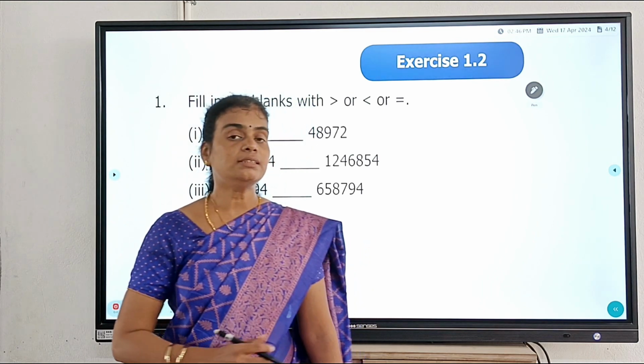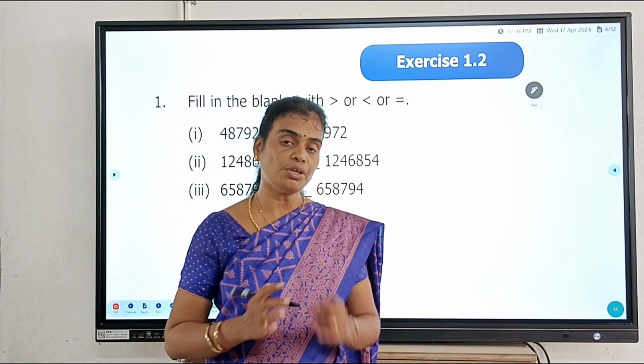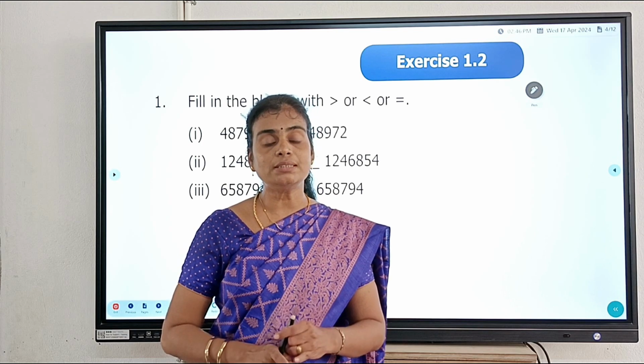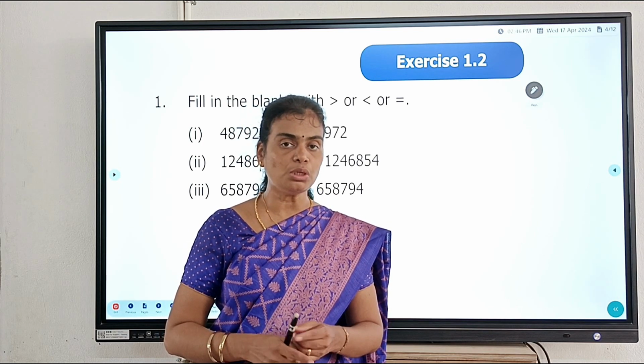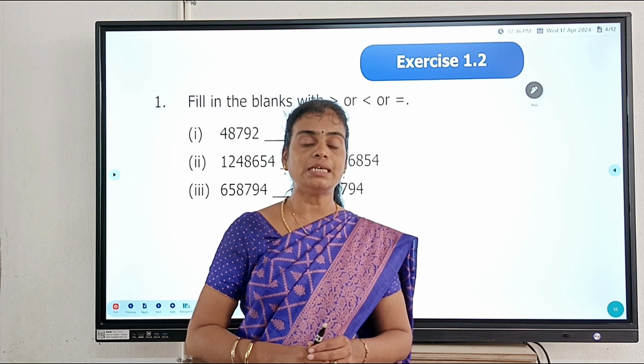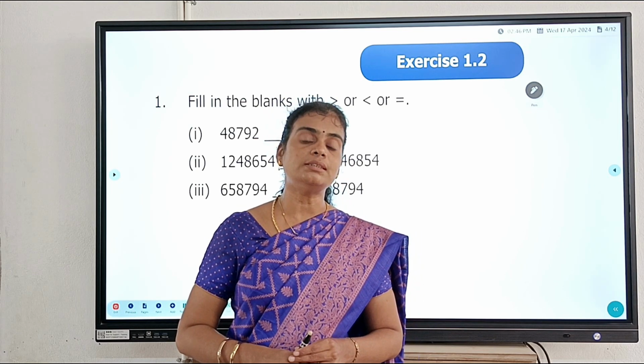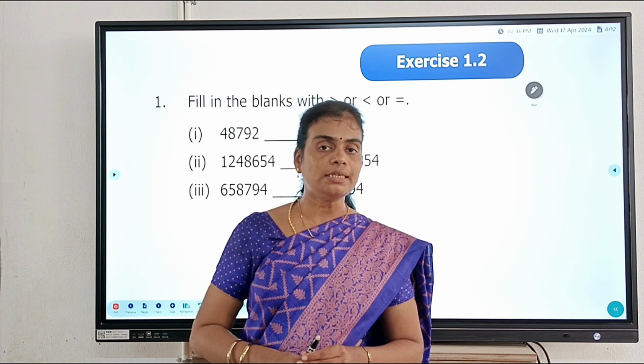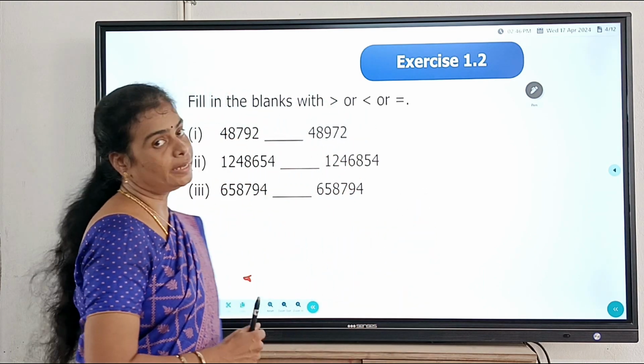So in this exercise, we are going to find the greater than or lesser than numbers, and we will be creating new numbers by using the digits. And also when a few numbers are given, we will be arranging them in ascending order and also in descending order. Now let's get into the exercise.